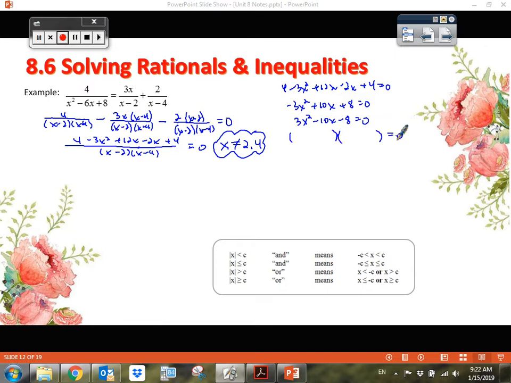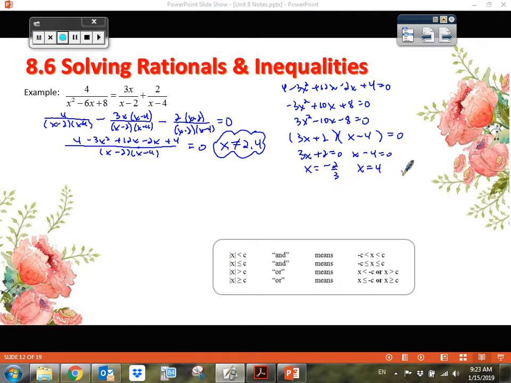So now let's factor. My factors are 3x plus 2 and x minus 4. So I set each factor equal to 0. I guess I'll physically do that. I'll set it equal to 0 just so we're clear what I'm doing. So x is going to be -2/3, or x is going to be 4.